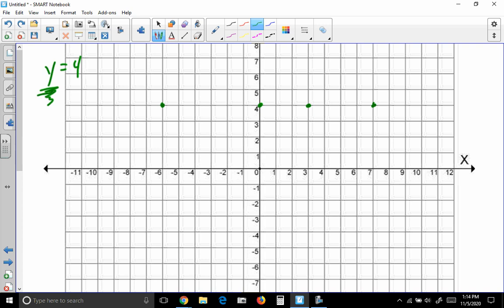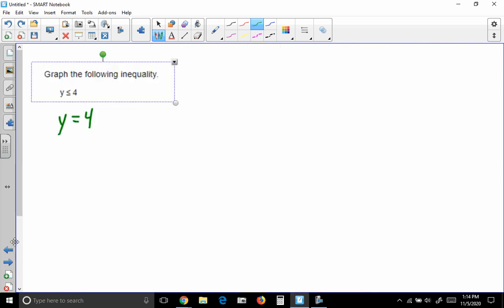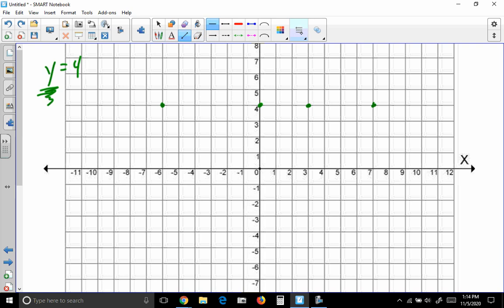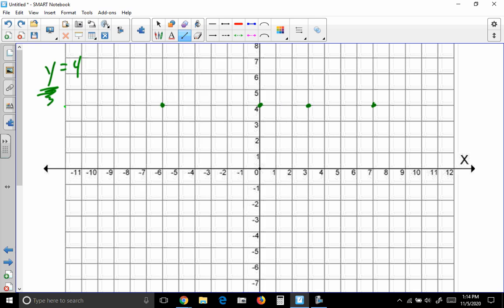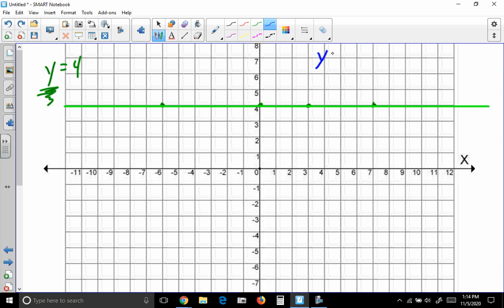Even though the y direction is up and down, if the y direction is constant, that means every point is at the same height, at the same y value. We make it a solid line because equal to is part of our solution, not just less than, but also equal to. So let's come in, put a solid line right there. And then we have to see which side is y less than 4. We know where it's equal to 4. It's equal to 4 right here.